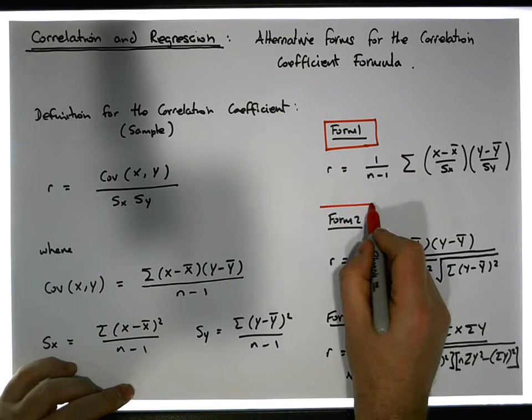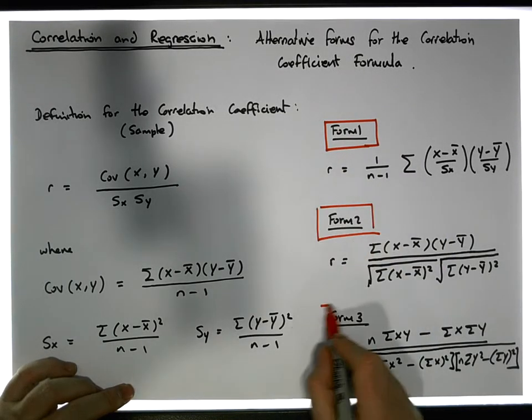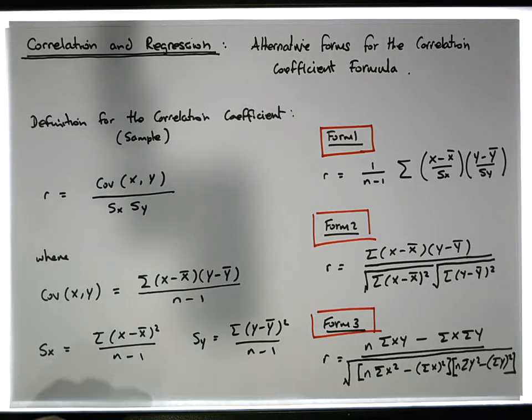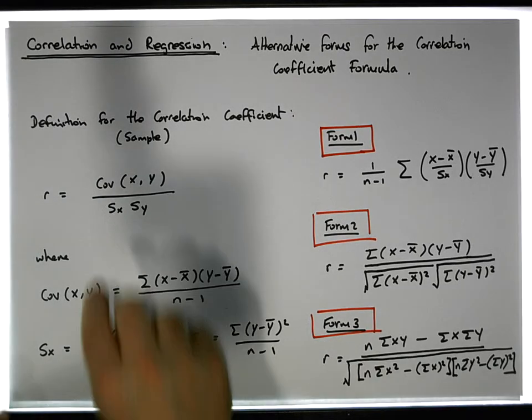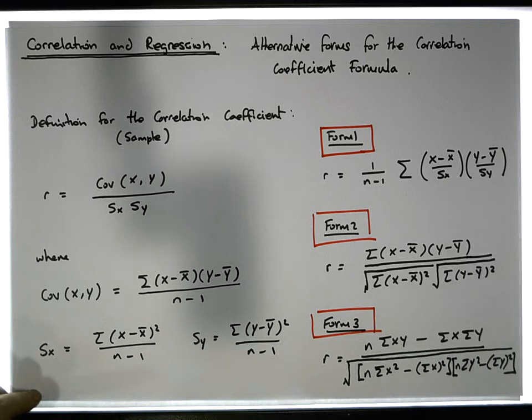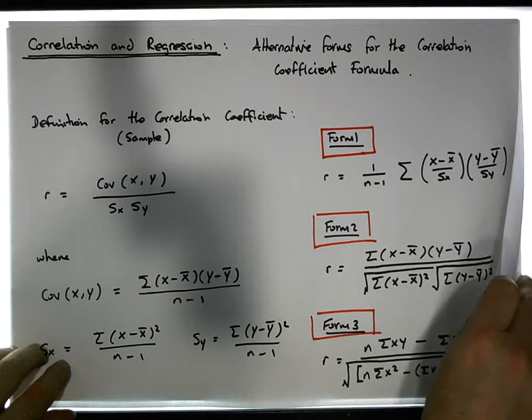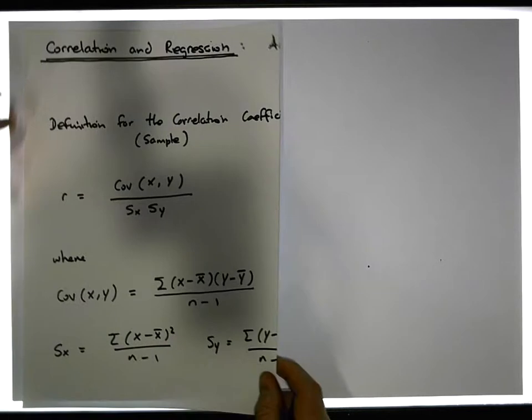Okay, we've got form 2, and we've got form 3, and I want to try to rationalize how we get from here to here to here to here, so that there's no confusion. So let's just take our definition, and let's expand out the definition by putting in what each particular term represents.